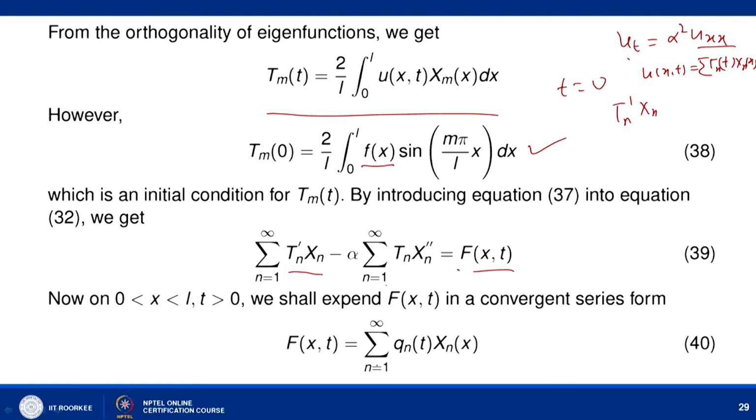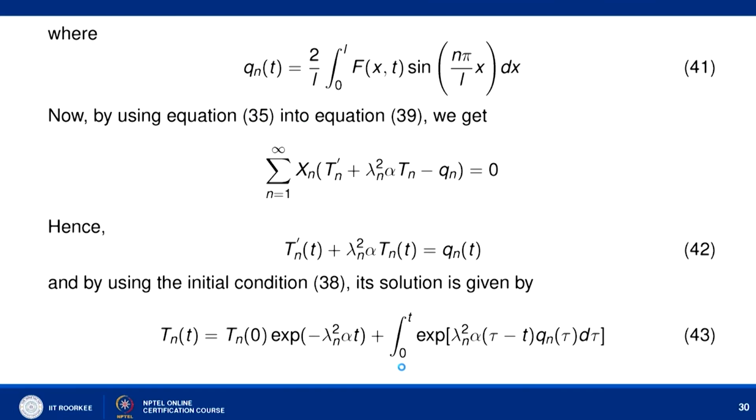When you simplify this, then this is the term which will create a problem. So we will write f(x,t) as a convergent series in terms of X_n(x). So we can write f(x,t) as sum n equal to 1 to infinity q_n(t) X_n(x). Now what is q_n(t)? We can find out q_n(t) as 2 by L integral 0 to L f(x,t) sin(n pi x by L) dx.